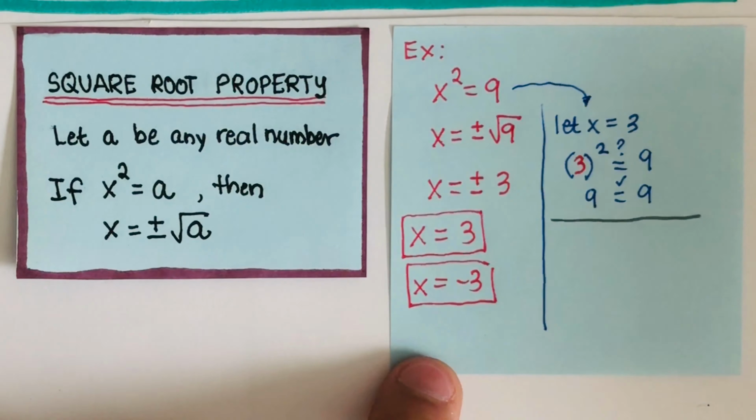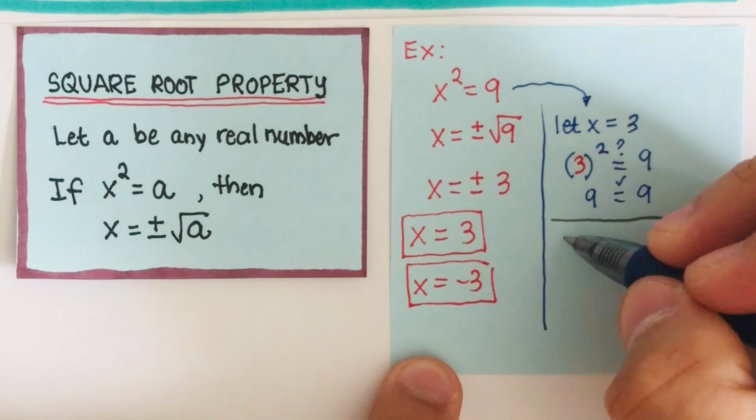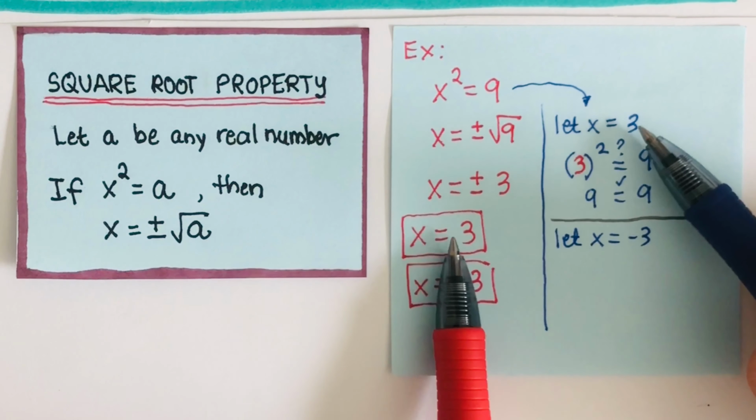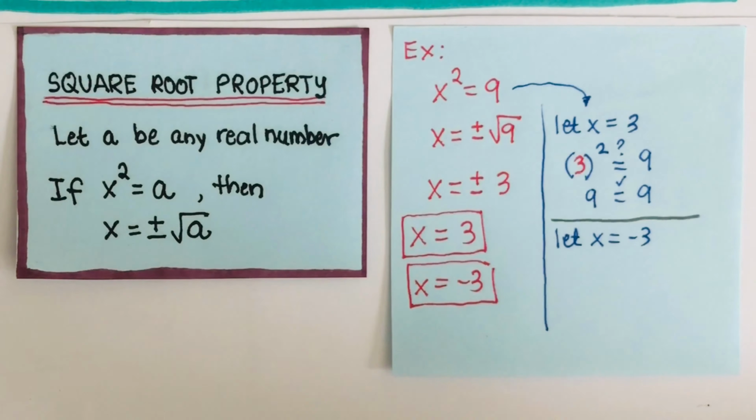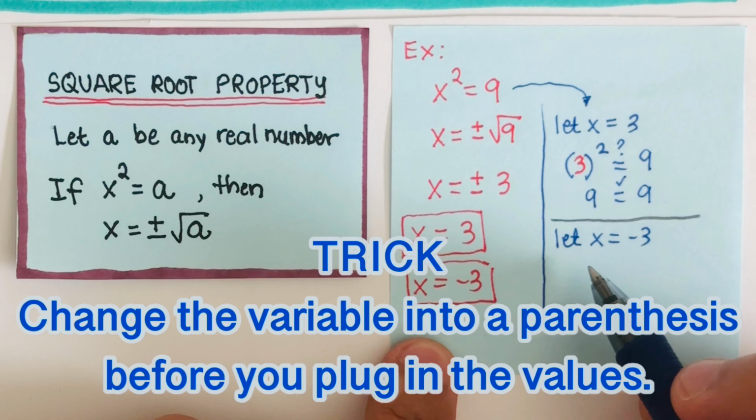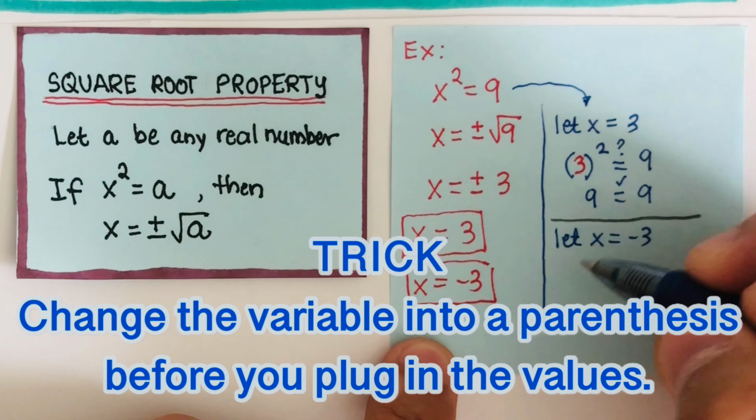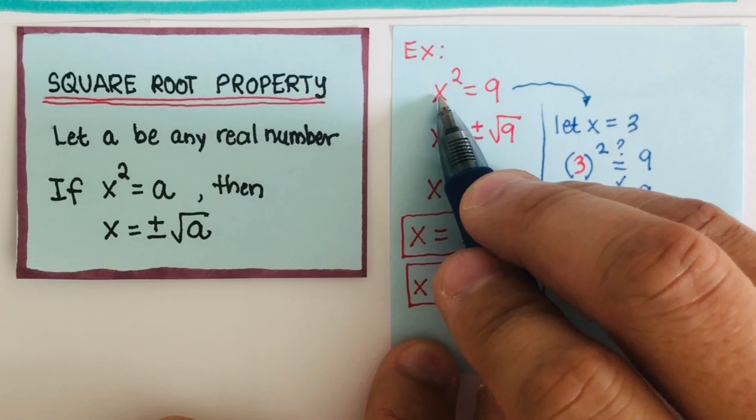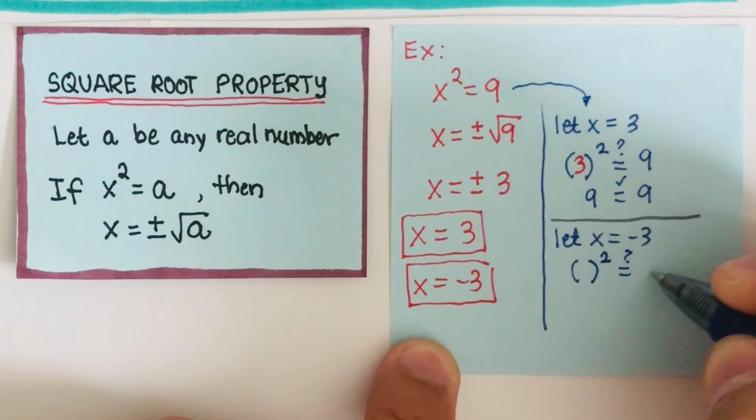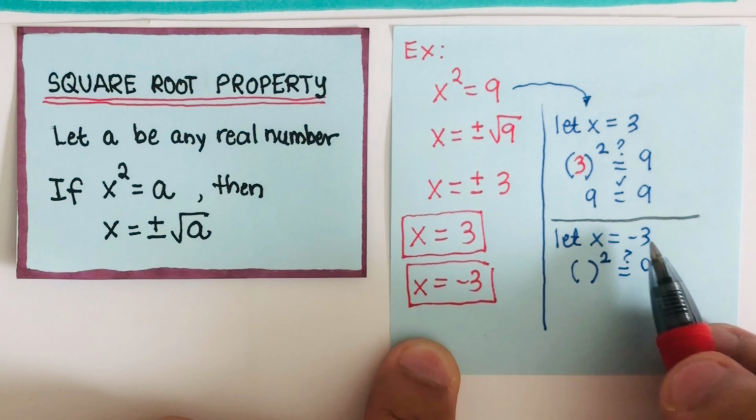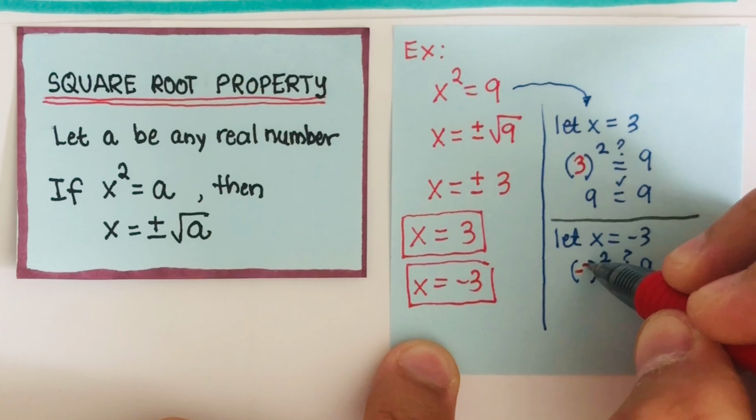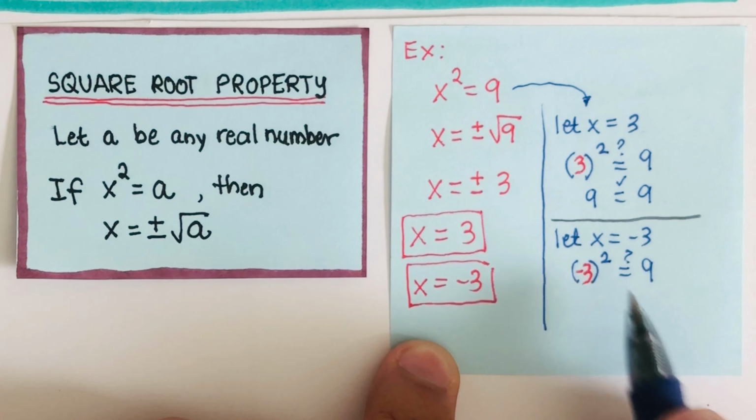Now let's see if x is negative 3. So I go ahead and check, let x be equal to negative 3. Again, if it's positive 3, it did work. Now let's see if negative 3 would work. Again, the trick in checking our answer is to change the variable into a parenthesis before we plug in values. So I will rewrite that, but instead I will change this x into a parenthesis. That would be a parenthesis squared. Is that equal to 9? The x that we're going to put in now is a negative 3, because we already checked the positive 3. Let's see if both sides of the equation would equal each other.